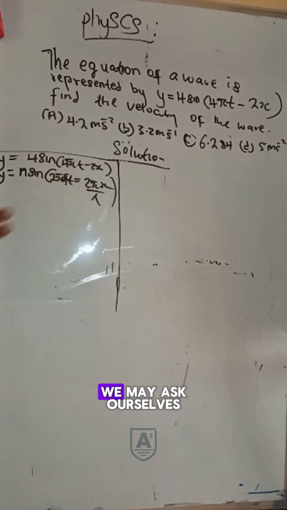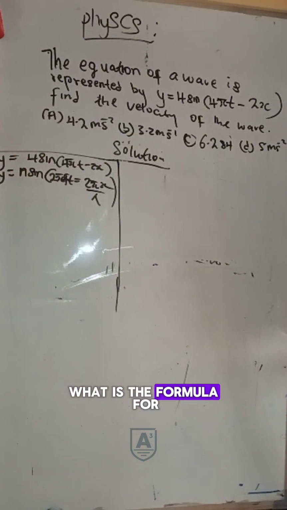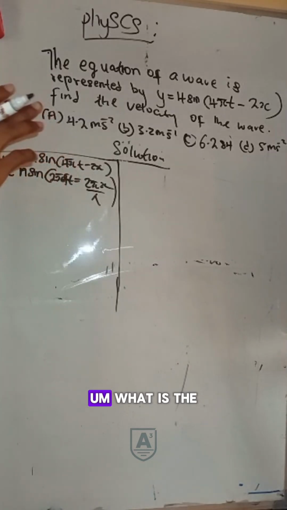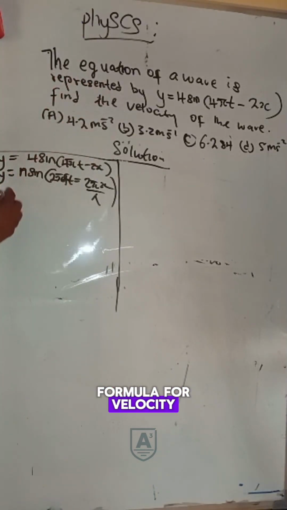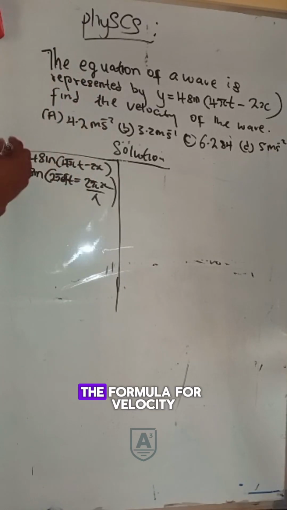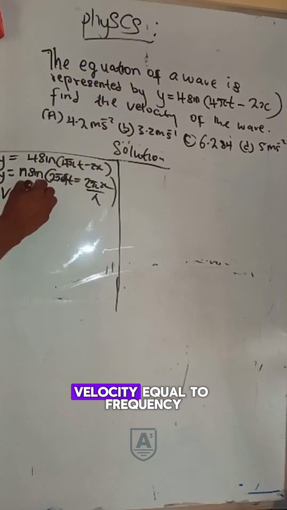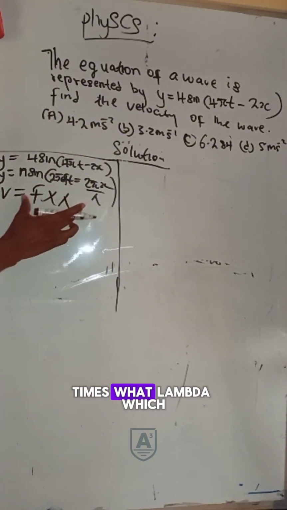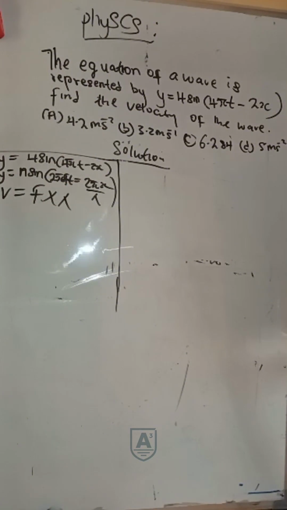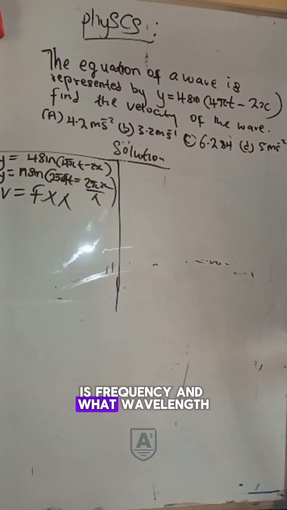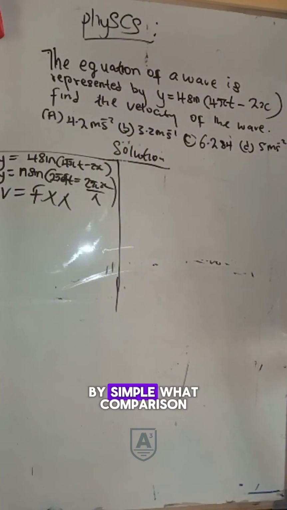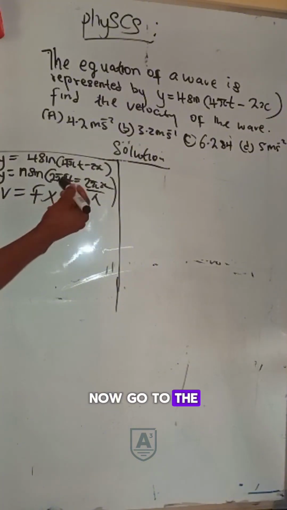But before that, you will ask yourself, what is the formula for velocity? You will remember that under waves, the formula for velocity is velocity equal to frequency times lambda, which is the wavelength. So what does that mean? That we go back to this wave equation, the only two things that we need to find here are frequency and wavelength. And we do this by simple comparison.